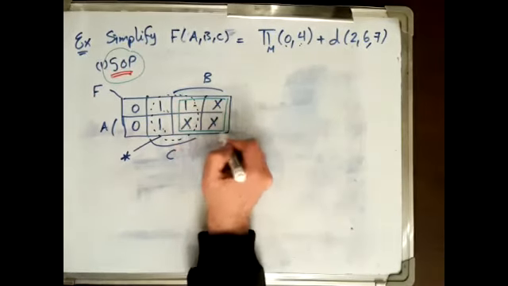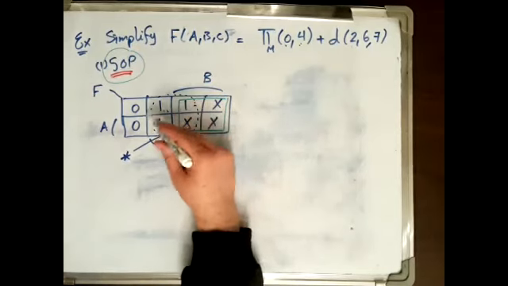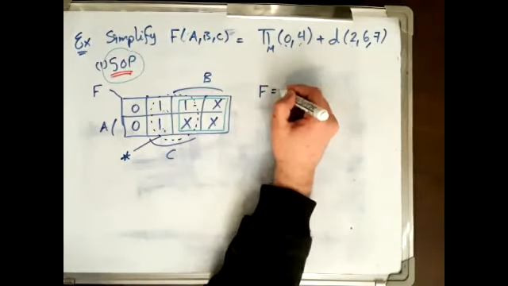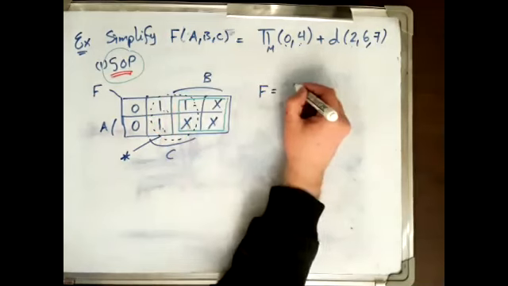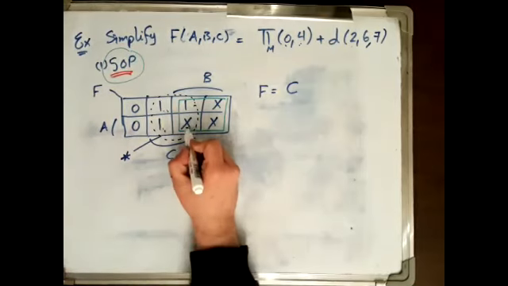However, I don't need to use this one because it contains X's and one, and this one is already covered in this prime implicant. So F will be this. What is this? It is simply C. Now, this is assuming that I assume this X to be one.